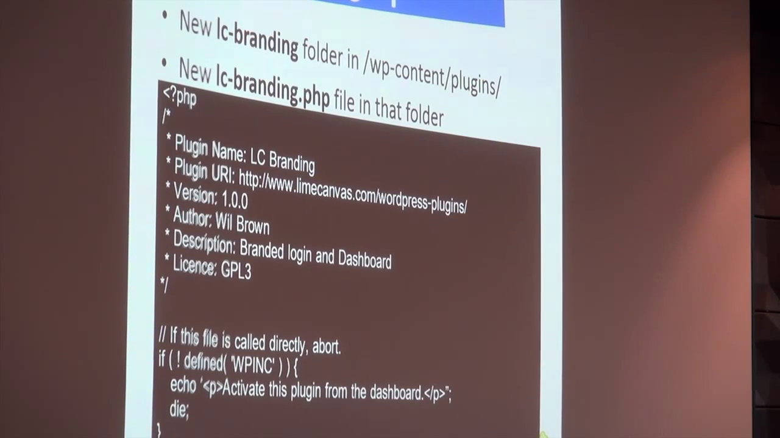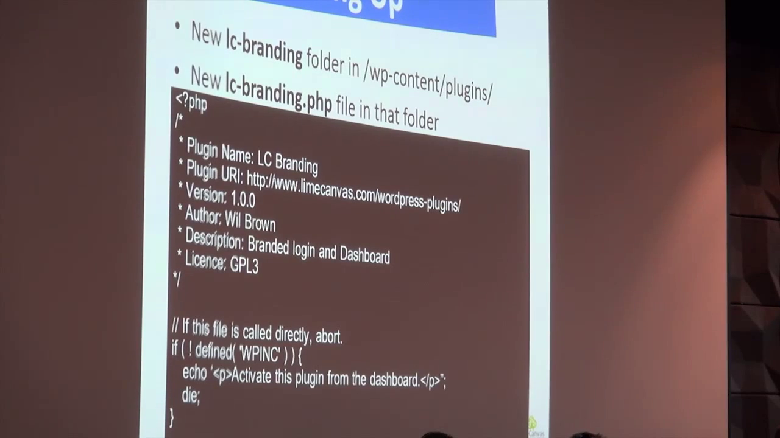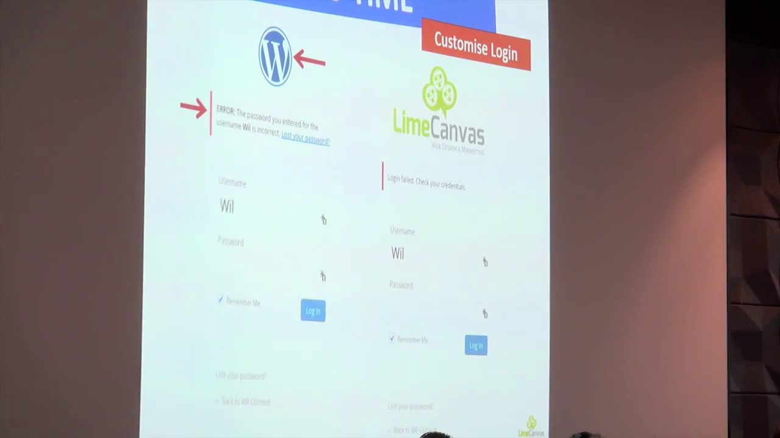Okay? So we're looking for a WP Inc define. If it's there, that's fine. If not, it prints out a little warning message to say, naughty, naughty, don't type this in directly, go and activate it from the dashboard. So here's what we're actually going to do.